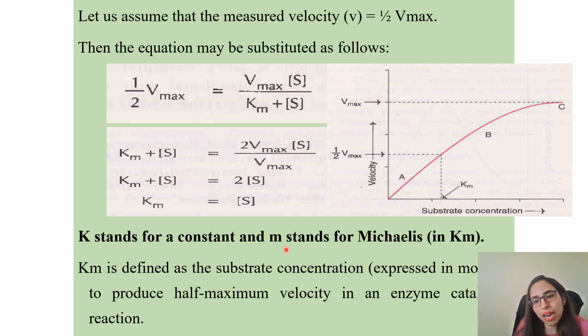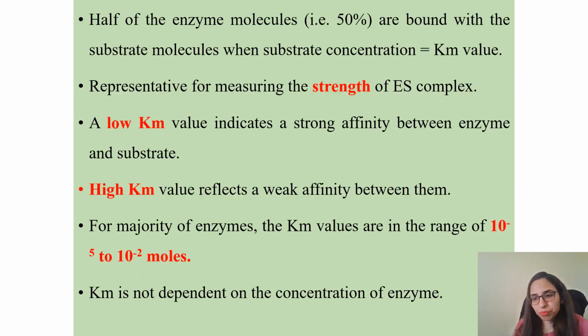K stands for a constant and M stands for a mechanism. Right? This we need to prove. This definition comes to be: Km is defined as the substrate concentration expressed in moles per liter to produce half maximum velocity in an enzyme catalyzed reaction. That is the Km. Okay.